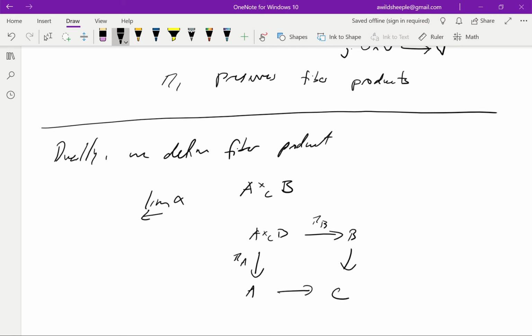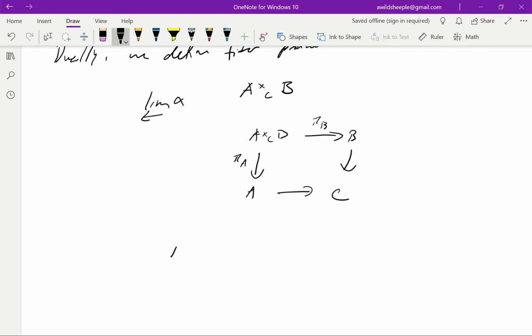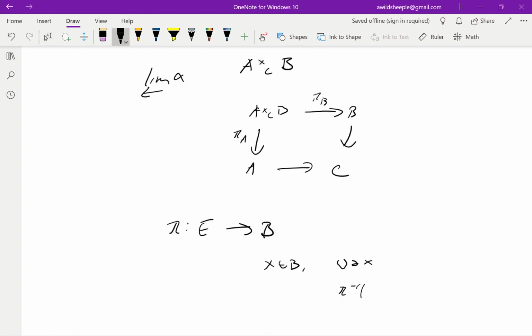So let's recall at first that a covering map is a map which we'll just call pi from E to B, where I think of B as a base space and E as a total space, and we have the property that for every x in B, there's a neighborhood U of x with pi inverse of U homeomorphic to a disjoint union of copies of U. So maybe I'll write this like this, for some number of copies I. And we say that in this situation that U is evenly covered.